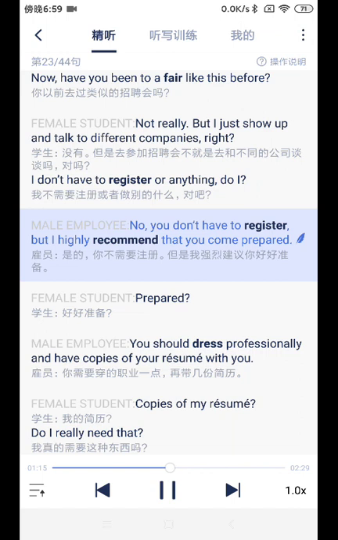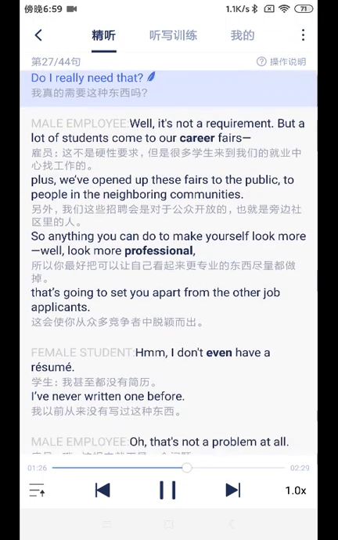No, you don't have to register, but I highly recommend that you come prepared. Prepared? You should dress professionally and have copies of your resume with you. Copies of my resume? Do I really need that? Well, it's not a requirement, but a lot of students come to our career fairs. Plus, we've opened up these fairs to the public, to people in the neighboring communities. So anything you can do to make yourself look more professional, that's going to set you apart from the other job applicants.